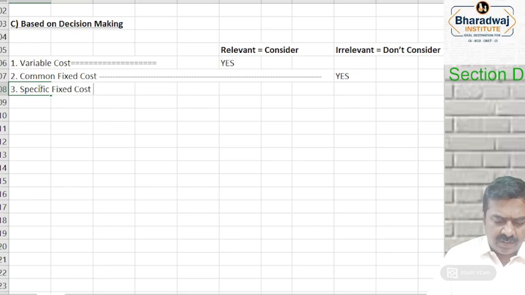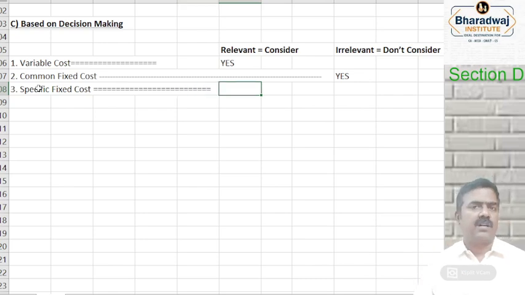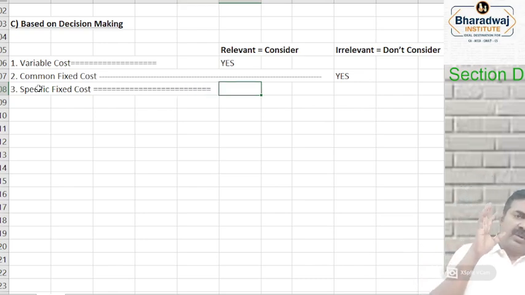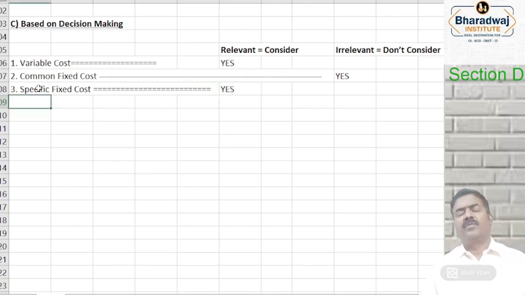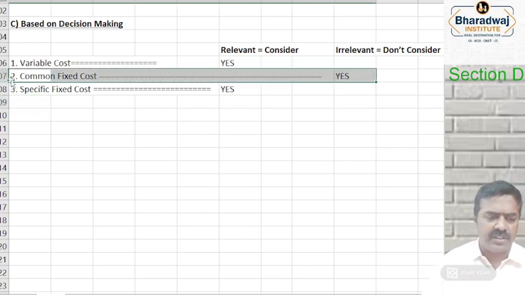Specific fixed cost means the fixed cost will come only when you run the production or that output or object or department. If you don't run it, that cost will not come. Yes, it is relevant for decision making. For example, you are running a car manufacturing company. General rent or general administration expense and all, common fixed cost, is not relevant for decision making.